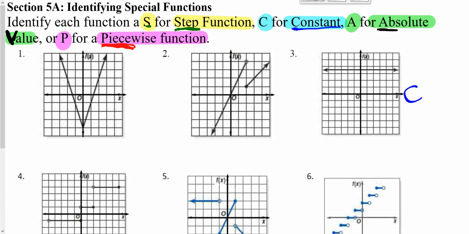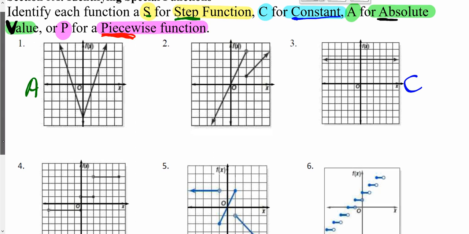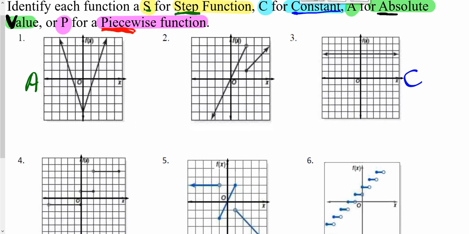Now, with absolute value, V is the letter of value. So your absolute value needs to look like, or your graph needs to look like a V. So you'd put an A here. So now, none of these others, as we look here, look like a V. So we don't have any others that are absolute value.